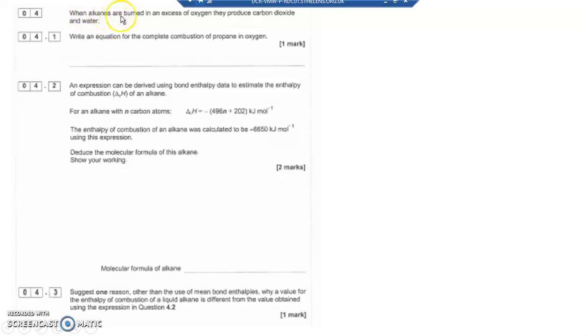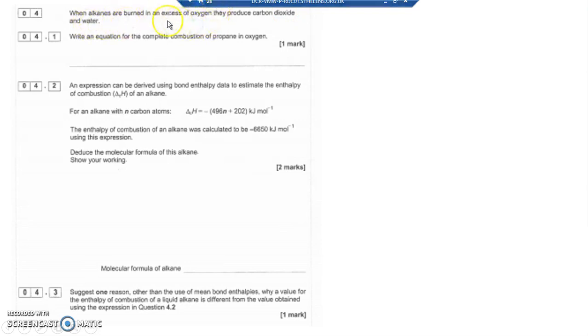Question number 4. When an alkane is burned in excess, that means a plentiful supply of oxygen, it produces carbon dioxide and water. While there's an excess of oxygen, it's called complete combustion, and carbon dioxide and water is made.